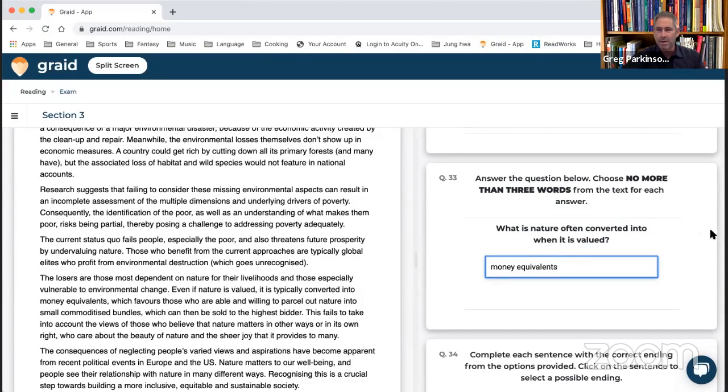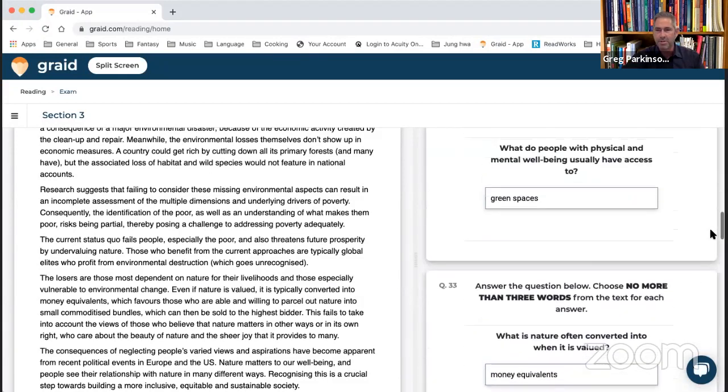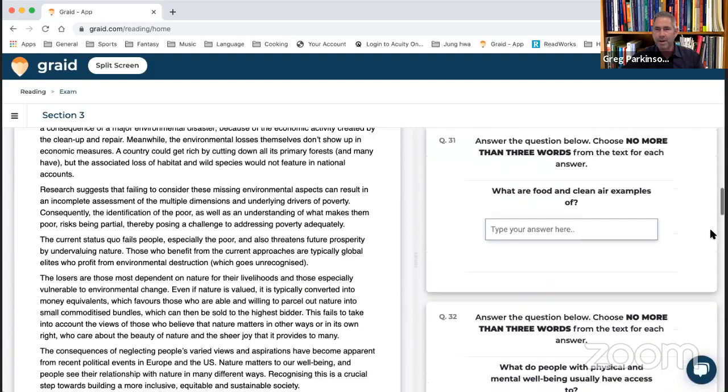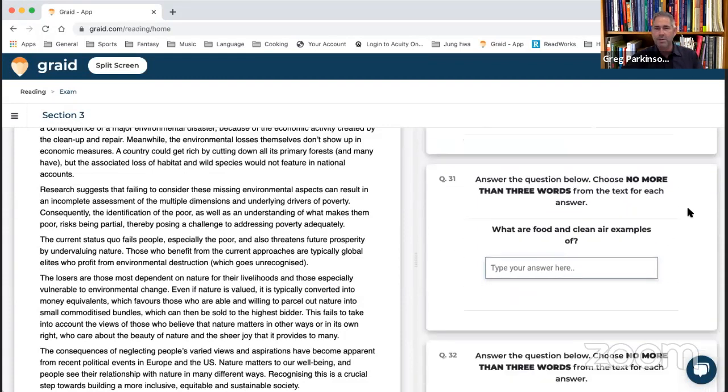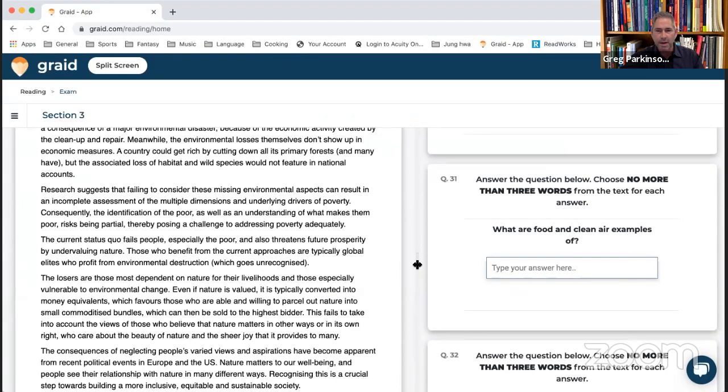Okay, now I think I might have actually skipped over a question before as well. And I did. Okay, that's okay. So it doesn't matter if we've jumped ahead. So we can do number 31. Now, because we did skip ahead, then I would expect that the answer is going to be closer to the top of the reading. But food and clean air. Hopefully, those should pop out to us.